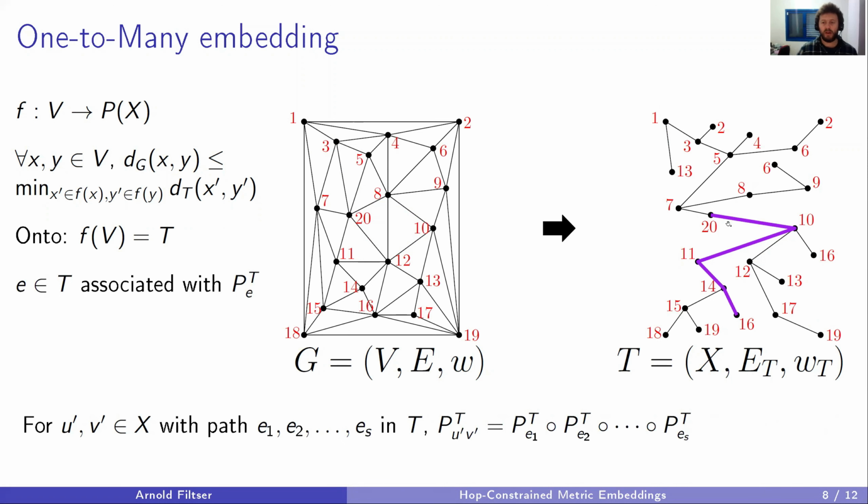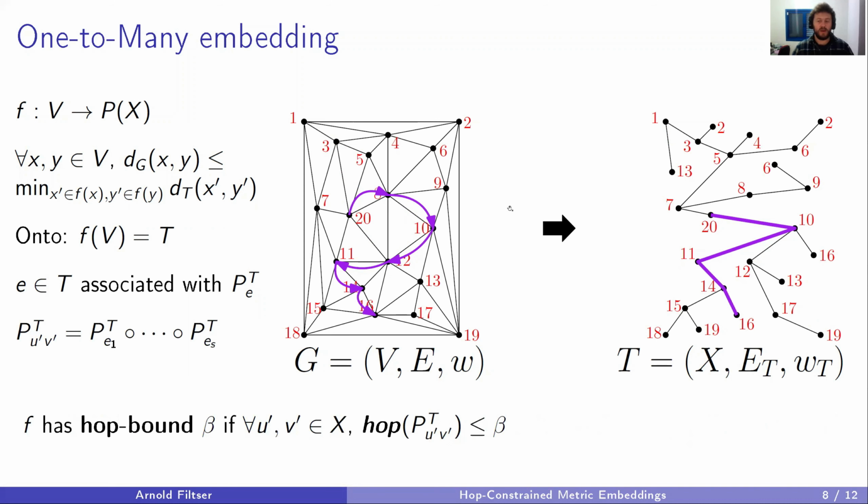Further, given 2 copies, u prime and v prime, which are not neighbors, there is a unique path between them in the tree. We define the path associated with this pair, P_T(u prime, v prime), to simply be the concatenation of the associated paths along the tree. So here we have the path associated with the first edge, the second edge, the third, and the fourth. And so this will be the path associated with the pair of copies 20 and 16 here.